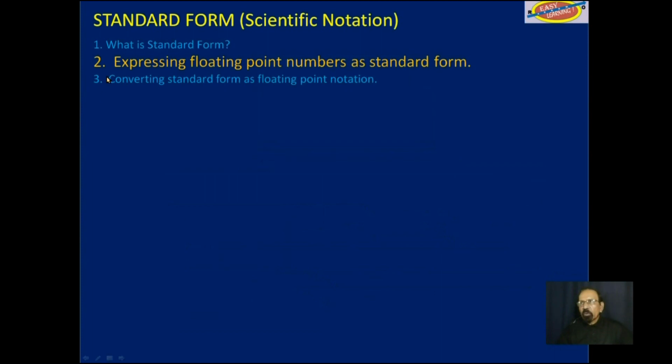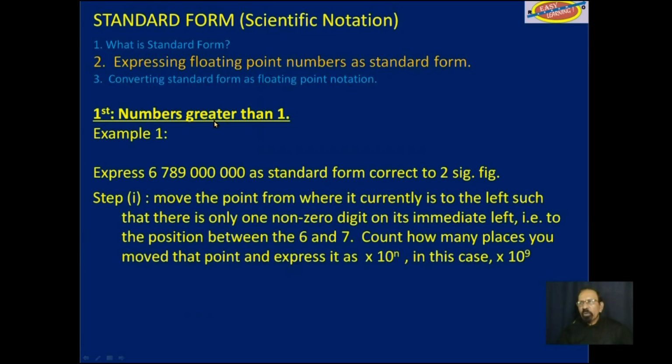So now that we understand what standard form is, or scientific notation, let's learn how to express floating point numbers, that's the numbers we are accustomed to, as standard form. It's not that difficult. All right, so now we are going to learn how to express floating point numbers, that is the type of number we are accustomed to writing, to standard form.